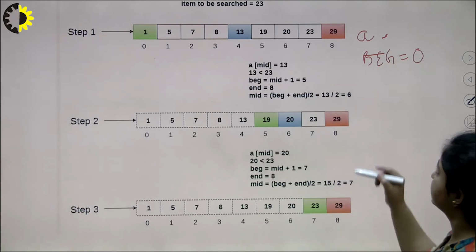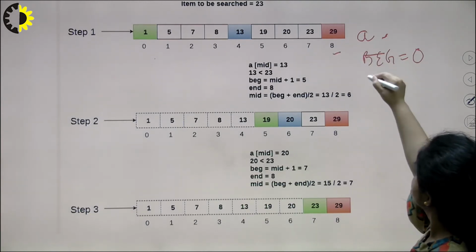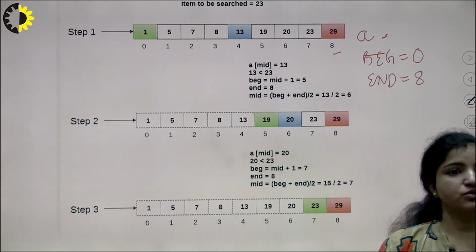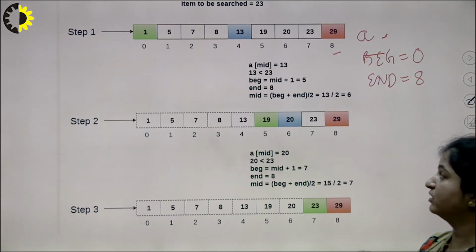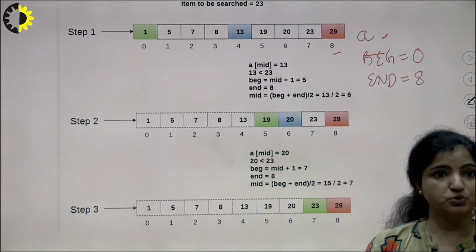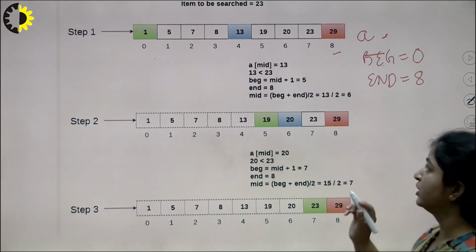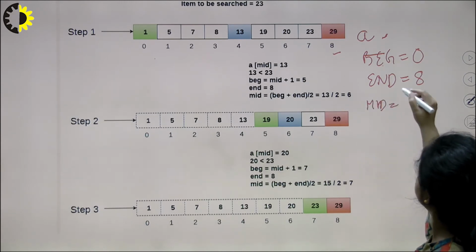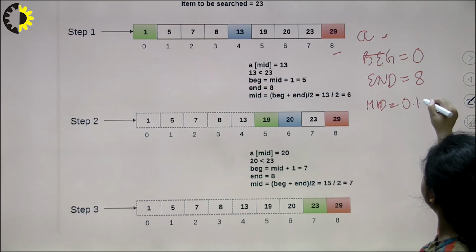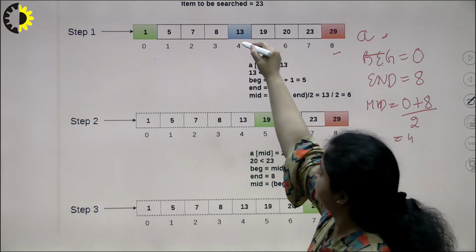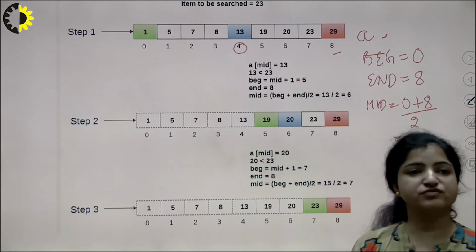And ending, if I see, so ending is this one, so ending location is 8. Fine. So now calculating the mid value, that will be beginning plus end divided by 2. In order to calculate the mid value, beginning is 0, end is 8, divided by 2. So we will get value 4.